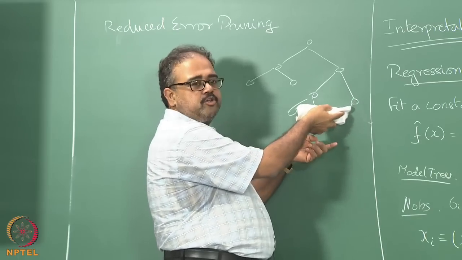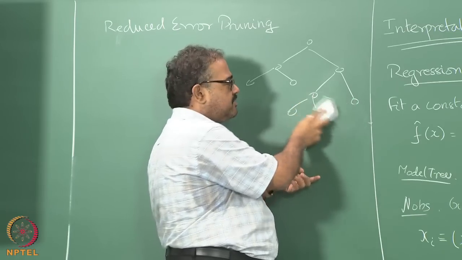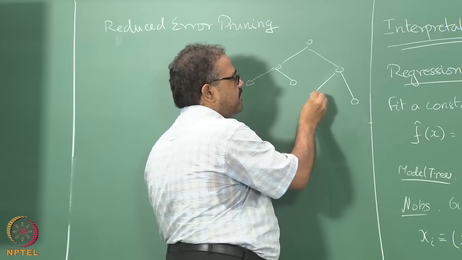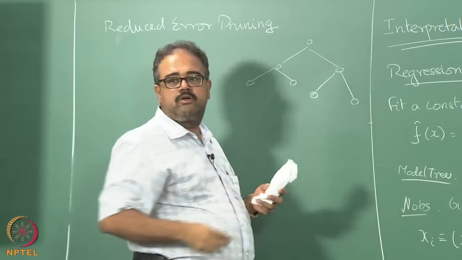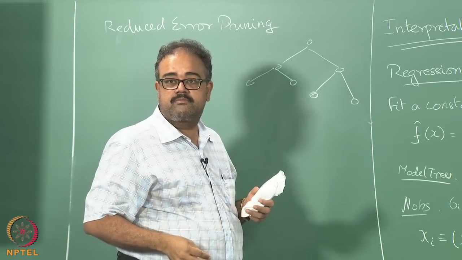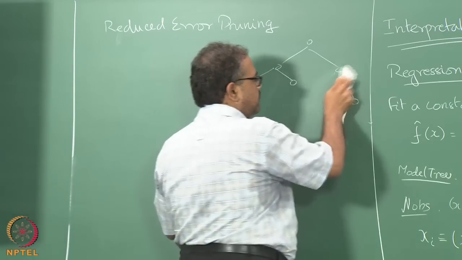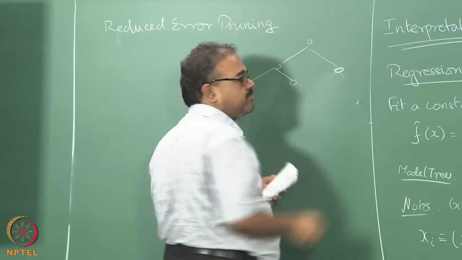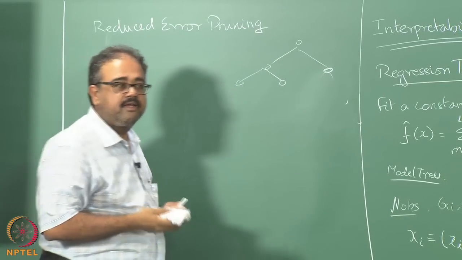Suppose I was able to prune this and I have pruned this as well, then I can go back and try to prune that also, right. I can replace this whole thing with this and see how the performance is on the validation set, right.